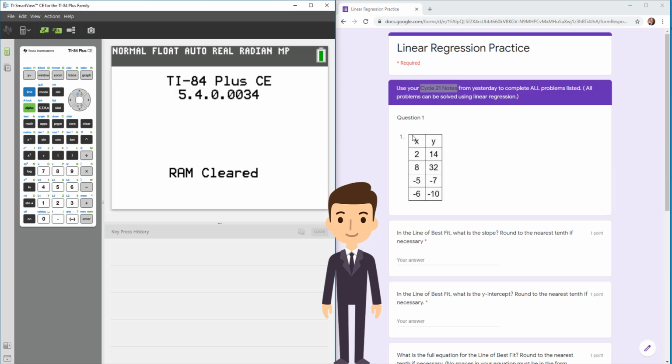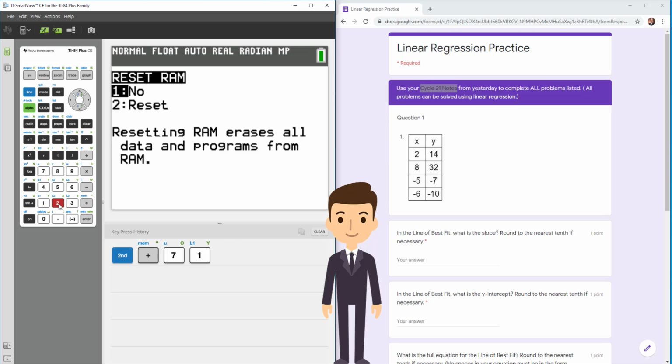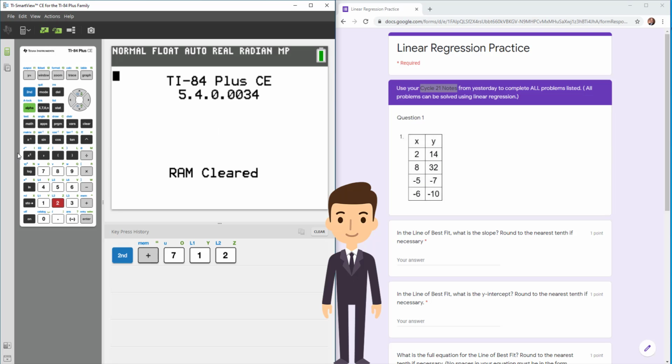So for this one here, the first thing I have to do is get my calculator ready and get it into the place where it can do the stuff that I need it to do. So I'm going to start by always clearing my calculator, second plus 712. And this is my calculator here. It's just like your calculator.